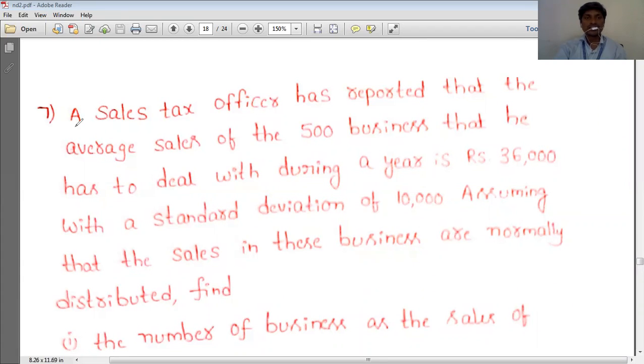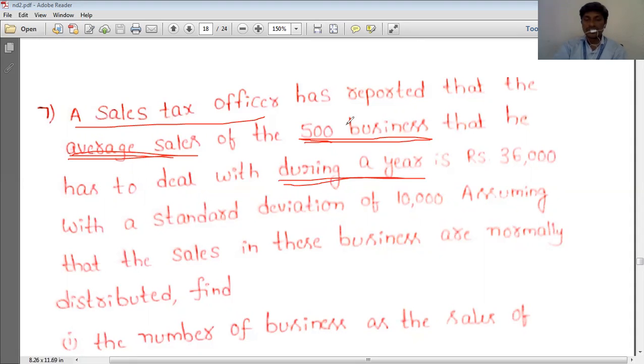So first we will see that a sales tax officer has reported that. The sales tax officer is the officer in sales tax. He is reporting that the average sales of the 500 businesses, so he is giving the report about 500 businesses that he has to deal with during a year. So in a year, total 500 businesses. In that, the average sales of those 500 businesses in a year is 36,000 rupees. Okay, that one they give.